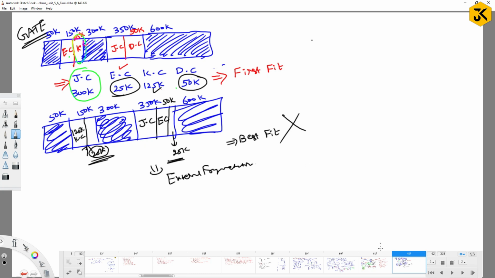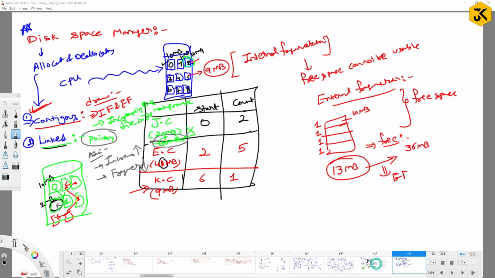Okay, fine. So this is what the disk space manager is going to do, which will simply allocate the space to certain requests and which can simply deallocate the files which were allocated, based on the need. That's it.